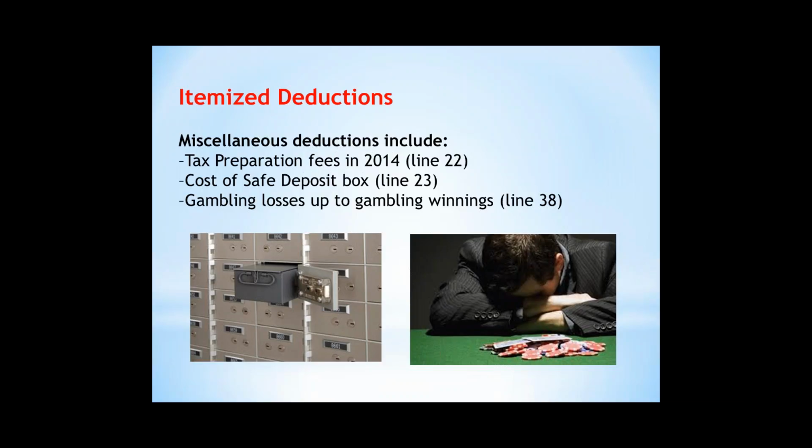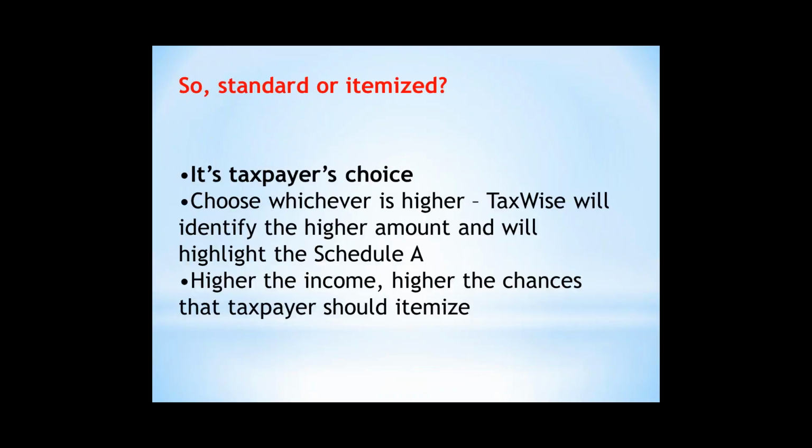This is where you can add in tax preparation fees from the previous year. So if they paid out of pocket in 2014 for tax preparation, that's exactly where you would include it. Also, the cost of a safe deposit box can be included here. The cost for license plate tabs can be included. And then gambling losses. So especially if somebody has that W-2G and they come in, we'll want to make sure to include any of their gambling losses over here on this itemized section.